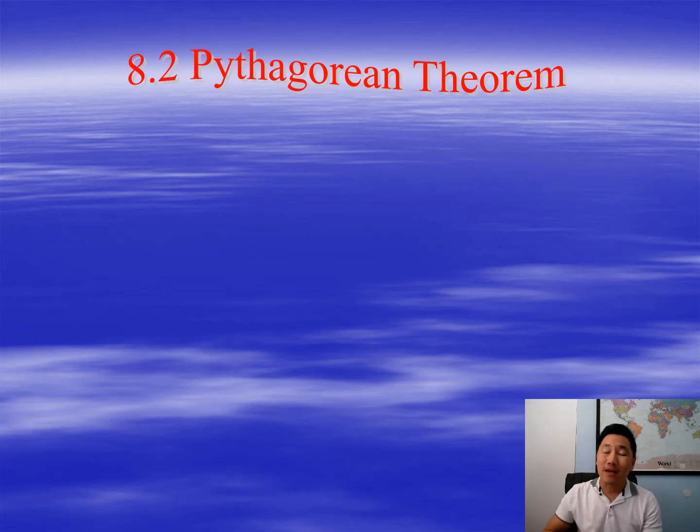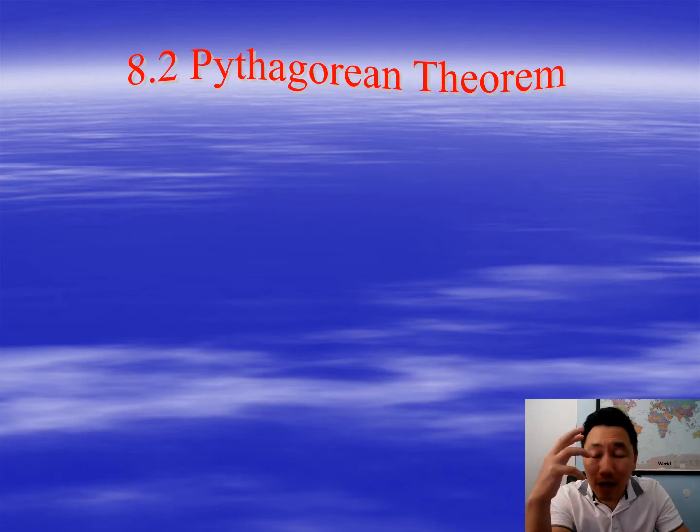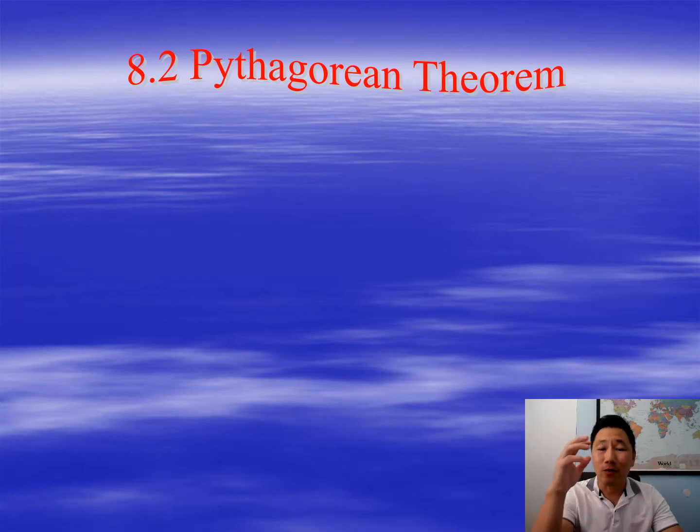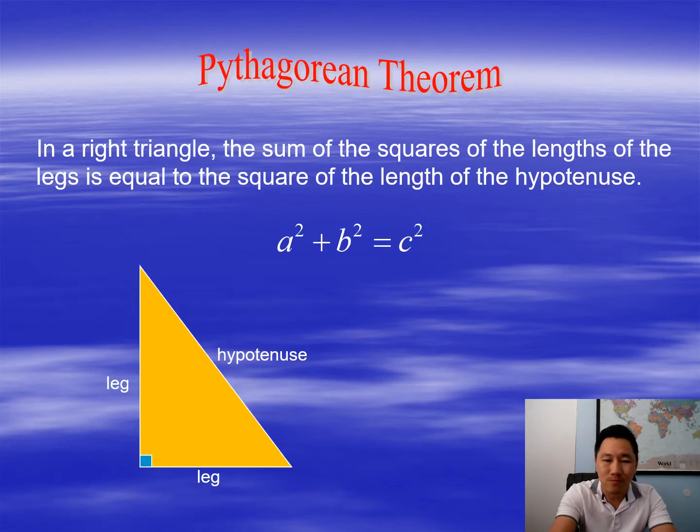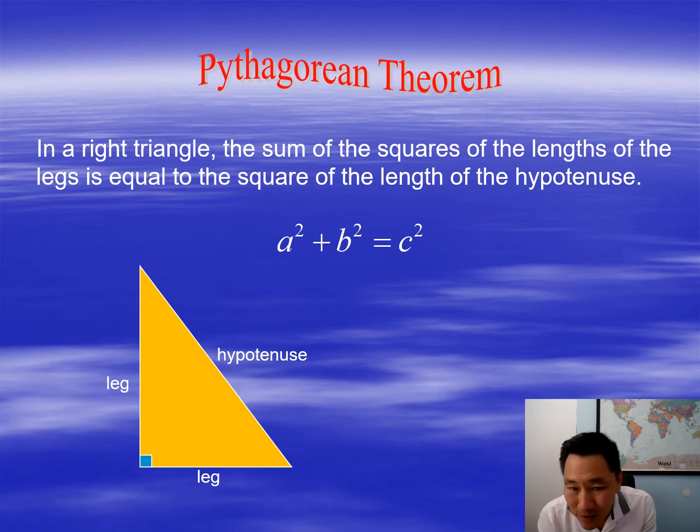8.2, the Pythagorean Theorem. Now you guys already know the Pythagorean Theorem, but we're going to go a little bit deeper with it in this chapter. Here's the reminder: in a right triangle, the sum of the squares of the lengths of the legs is equal to the square of the length of the hypotenuse. So you guys know that as a squared plus b squared is equal to c squared.